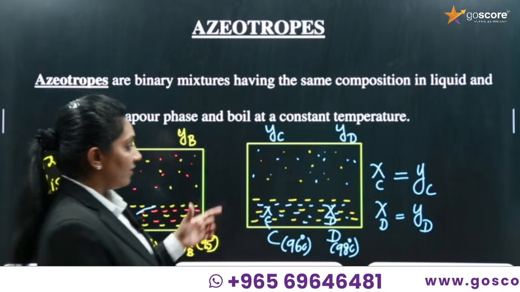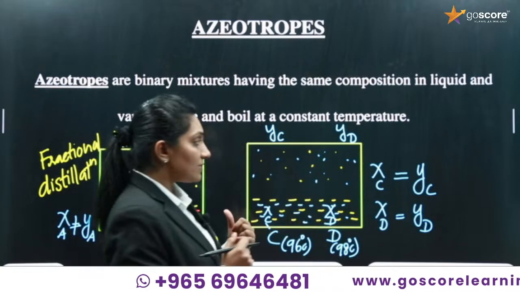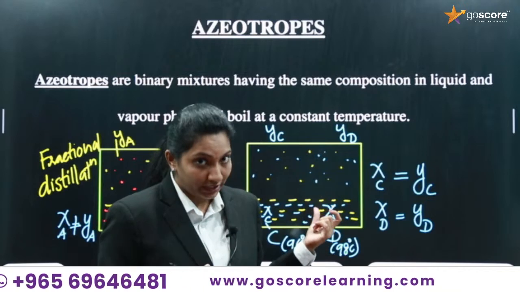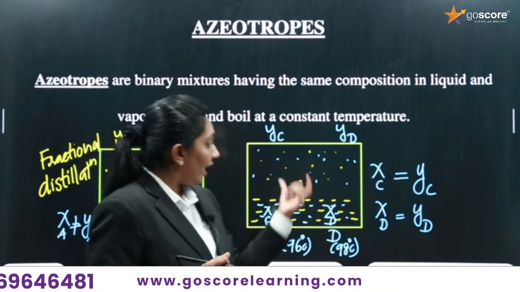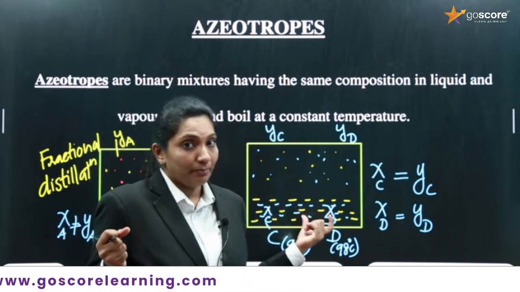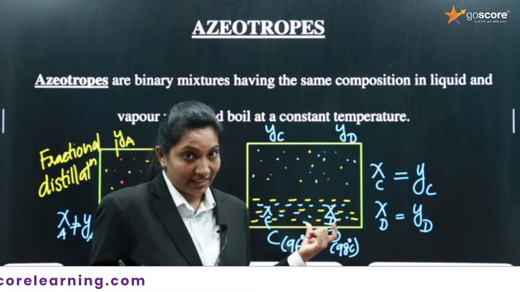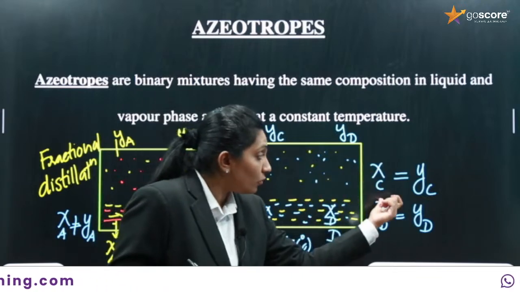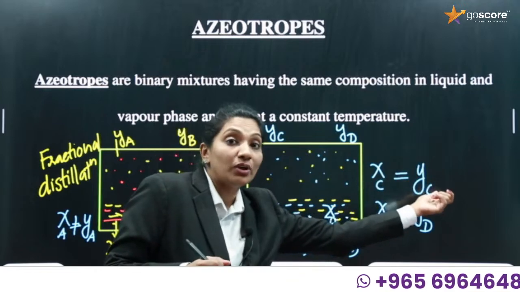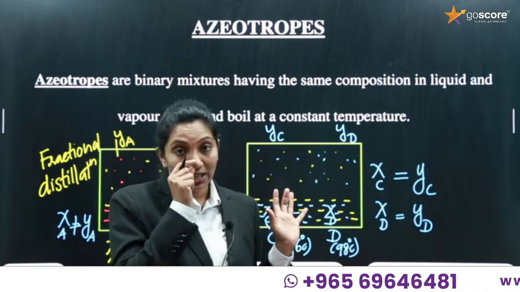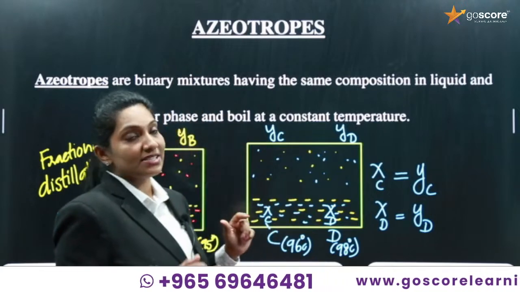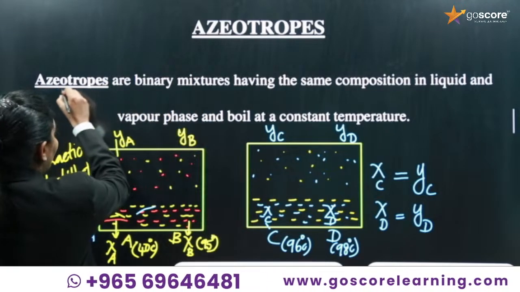Okay, so here you see for this particular solution, it's a binary mixture containing two volatile components and we cannot separate the components by fractional distillation, and the mole fraction of the component in the liquid phase is equal to the mole fraction of that component in the vapor phase. That type of solutions are what we call azeotropes.